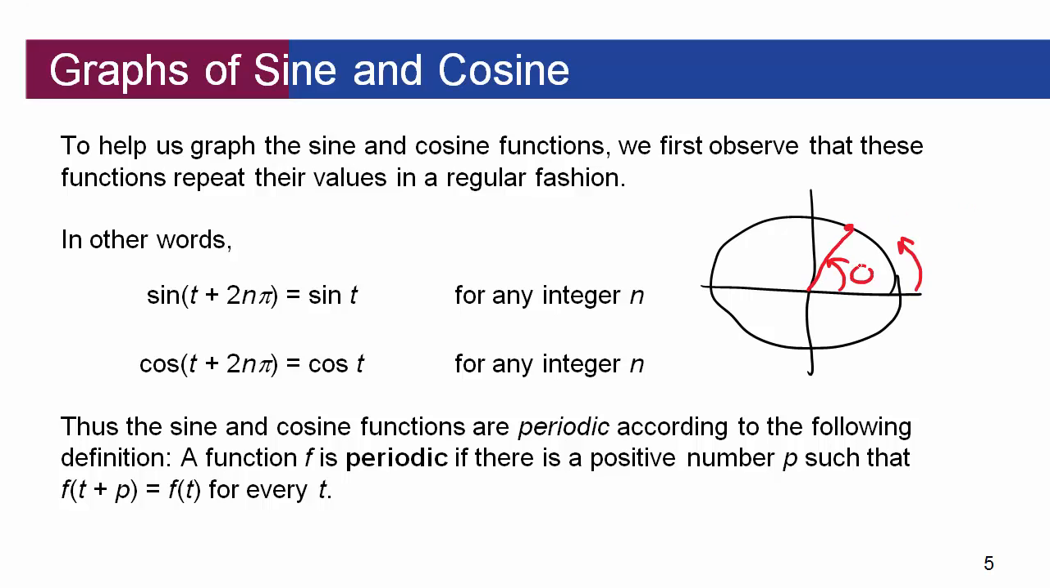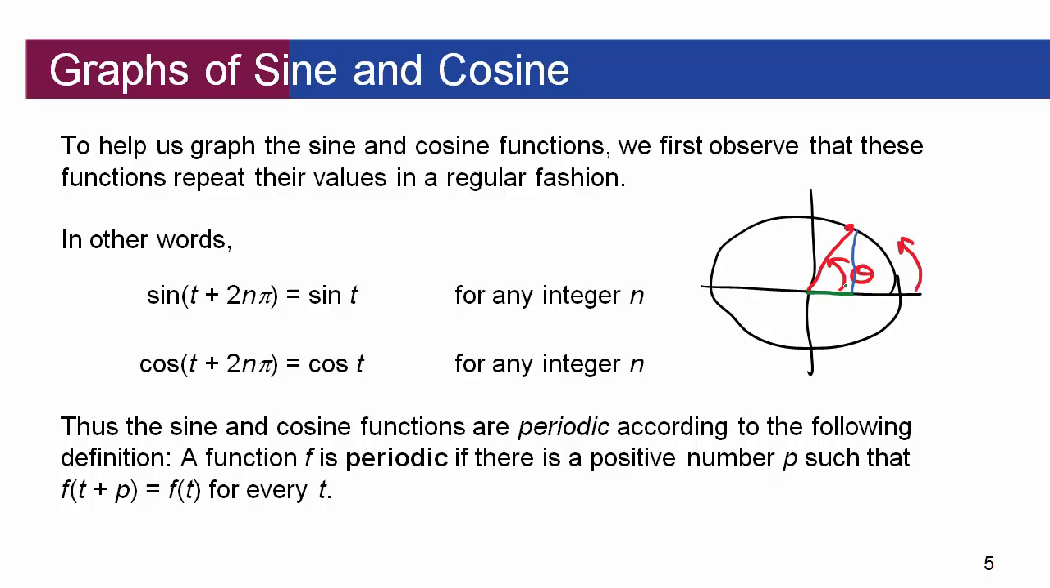So this angle here, call it theta, we put that into a trig function, and what happens is sine gives us this vertical distance, and cosine just gives us this horizontal distance. That's all that's happening, okay? So sine and cosine are just giving us these distances, so we can see that we'll start getting repeat values as soon as we go all the way around the circle. And to go all the way around the circle is 2 pi. So it's going to repeat at every 2 pi.